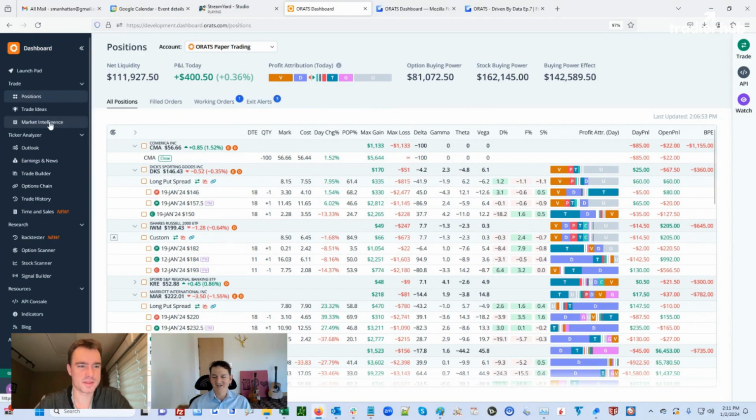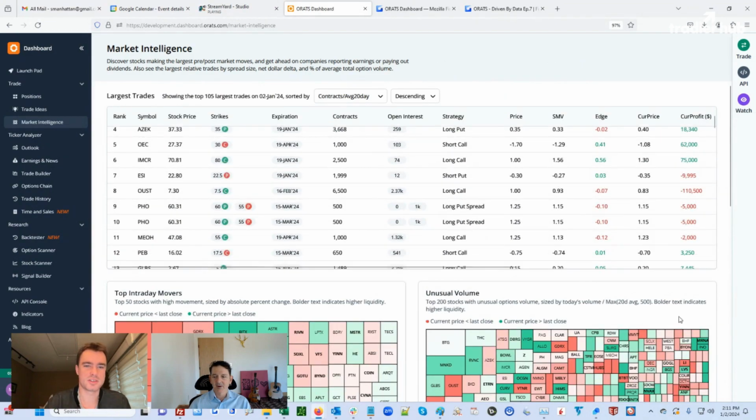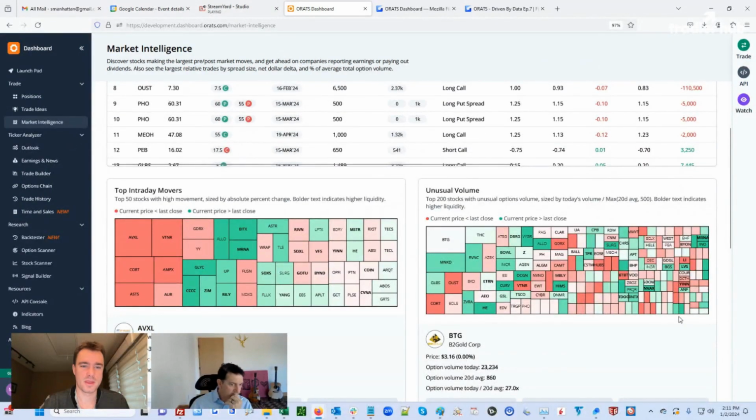So we're looking at the time and sales and the market intelligence tabs for this week. Both of those have information about the largest trades. The market intelligence has the largest trades for the entire market, sort of at a glance, with some tables here for unusual volume and intraday movers. And then we'll look at the time and sales tab in a bit, which has very specific time and sales data to a specific stock. So large trades for a specific stock versus market at a glance.